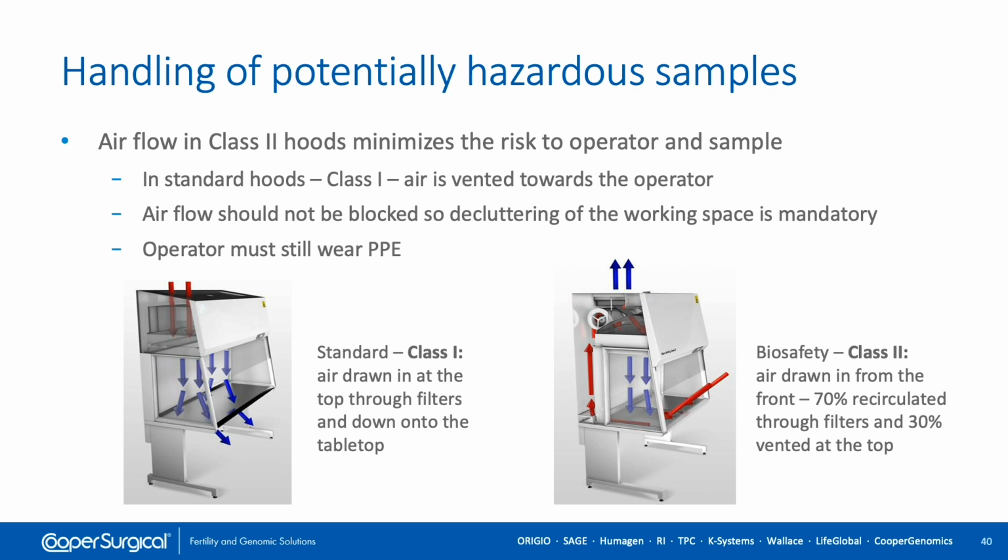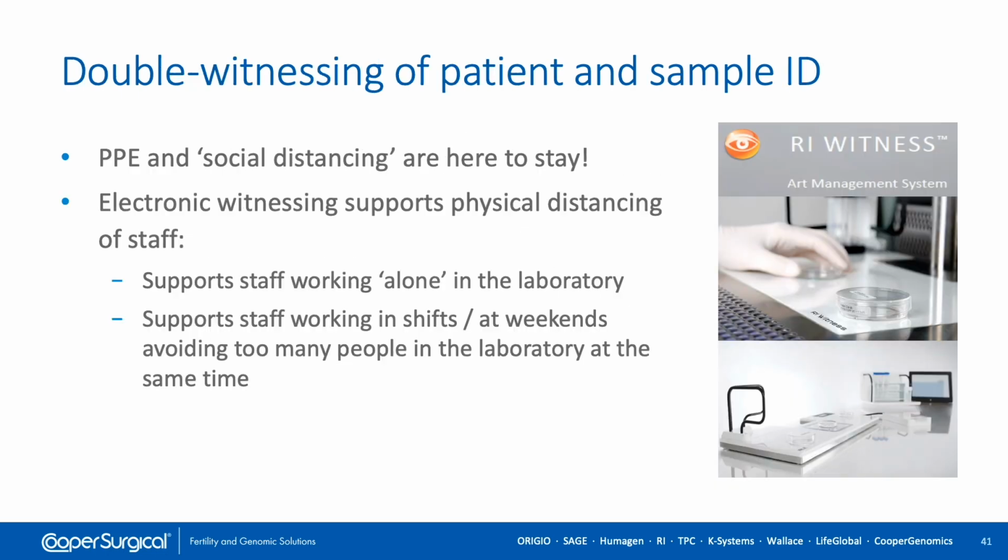Use of Class 2 safety cabinets is recommended for the protection of staff while handling potentially hazardous samples. Whereas Class 1 laminar flow cabinets direct air towards the operator, Class 2 safety cabinets draw air away. However, it's important to avoid placing unnecessary items within the cabinet which might impede normal airflow, and it's still necessary to wear personal protective equipment.